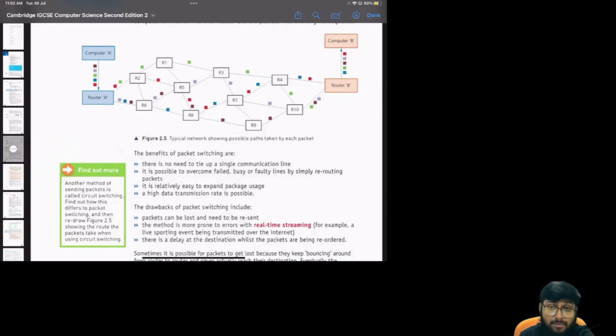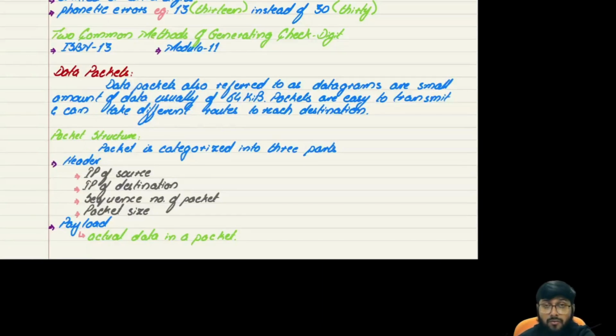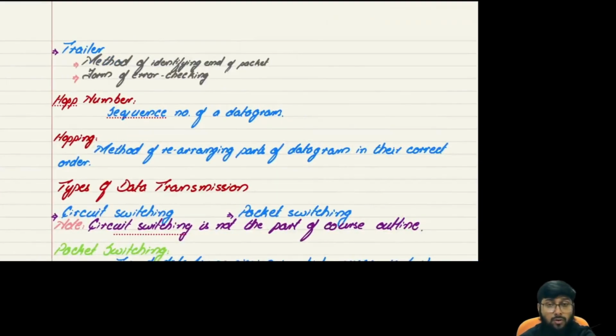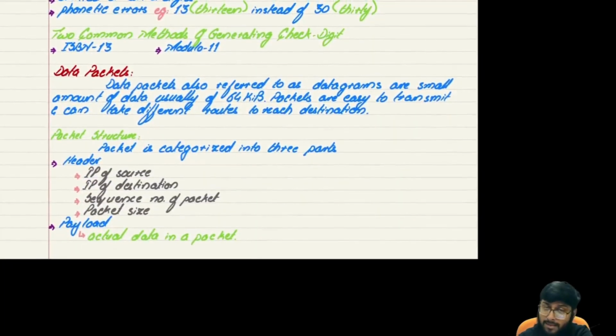When they reach the other end, they are not synchronized, so they need to synchronize with each other. For the synchronization, what are we going to do? We give them a sequence number. That sequence number is known as the hop number. Once they reach the destination, they resynchronize themselves, and that method is known as hopping. With the help of the hop number, they do the hopping. That means they come into the proper format once again. So that is also part of the header.